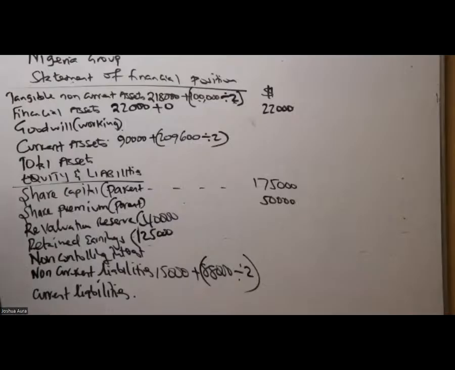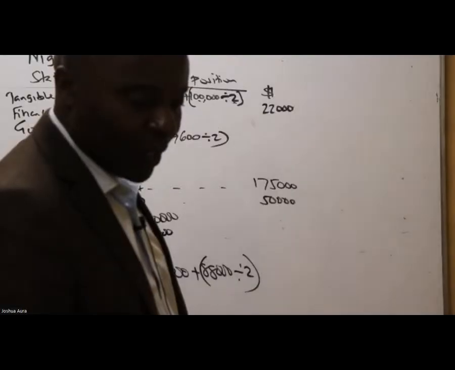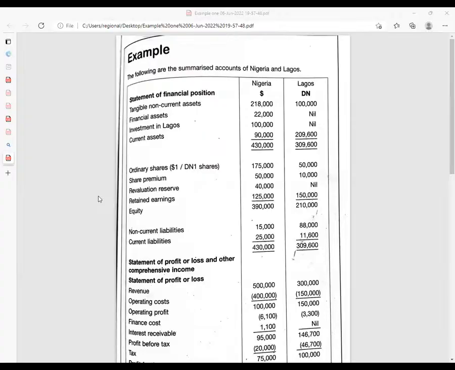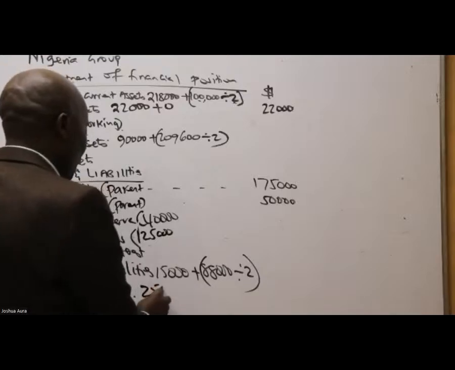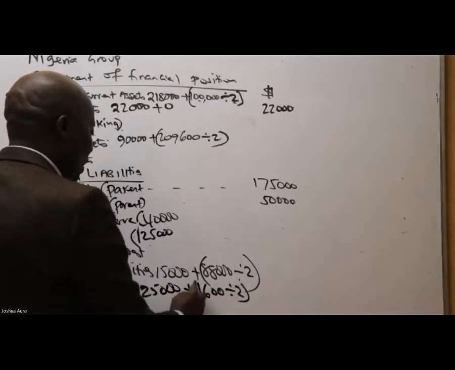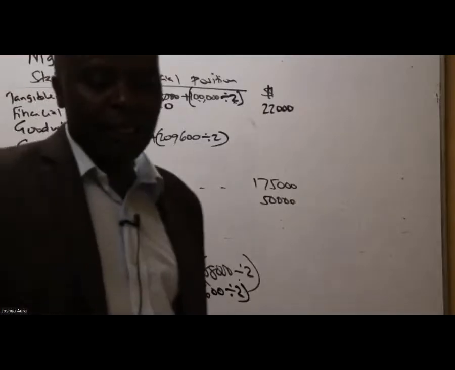So go straight away to the current liabilities. Under current liabilities, I can see 25,000 plus 11,600. But for purpose of having the same currency, this one has to be retranslated at the closing rate. Ladies and gentlemen, after you do that, what will be the next thing to be done? Listen to me very well.